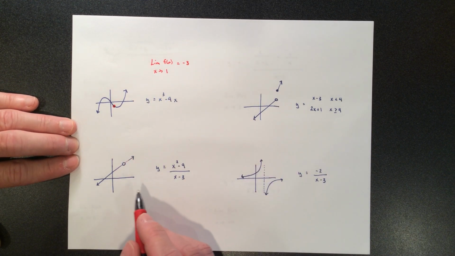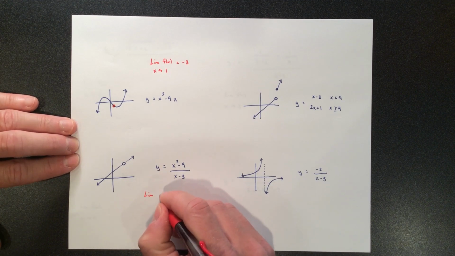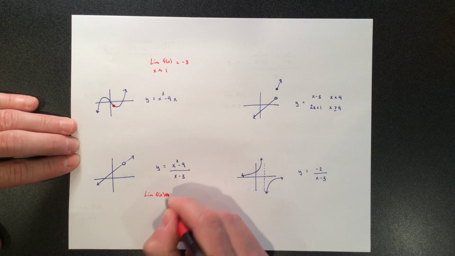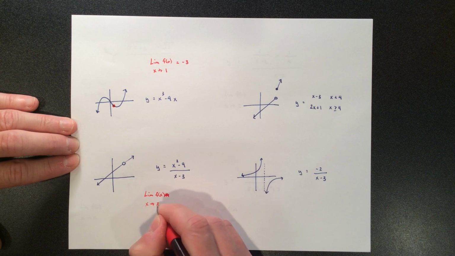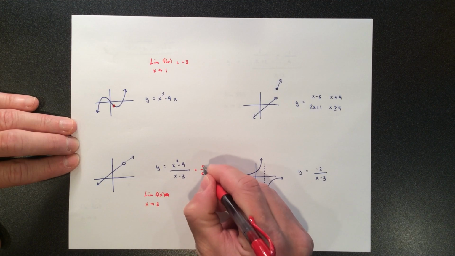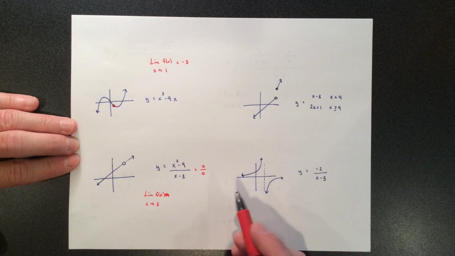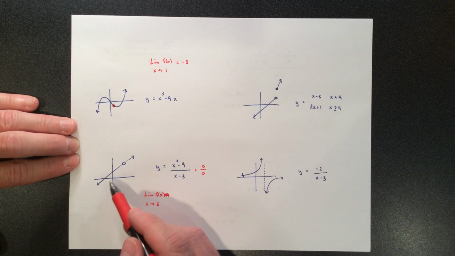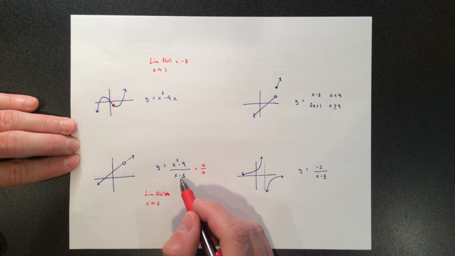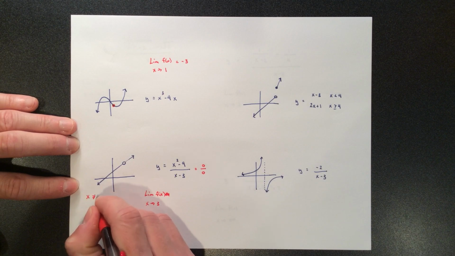Okay, what about down here? What's the limit as x approaches 3? Well, if you just plugged in 3, you'd get 0 over 0, and that's an indeterminate form. We're not really sure how to handle that yet unless you've looked at L'Hopital's. But what we can do is look at a graph, and the graph would tell us this. There's actually a hole at 3. 3 is not in the domain. There's no way that x can be 3.